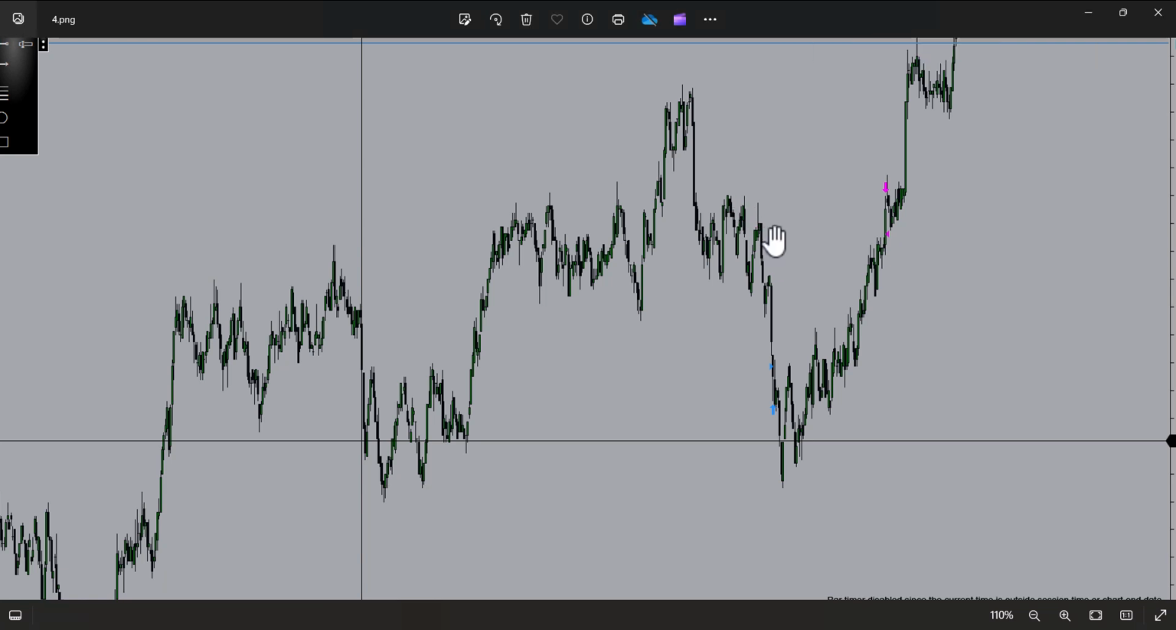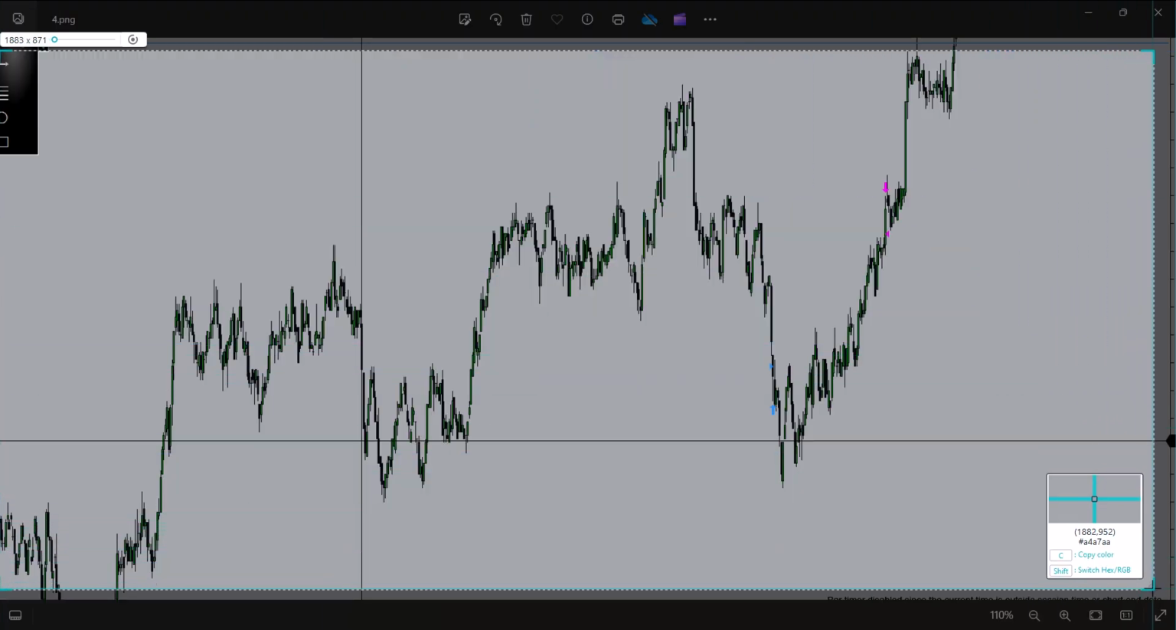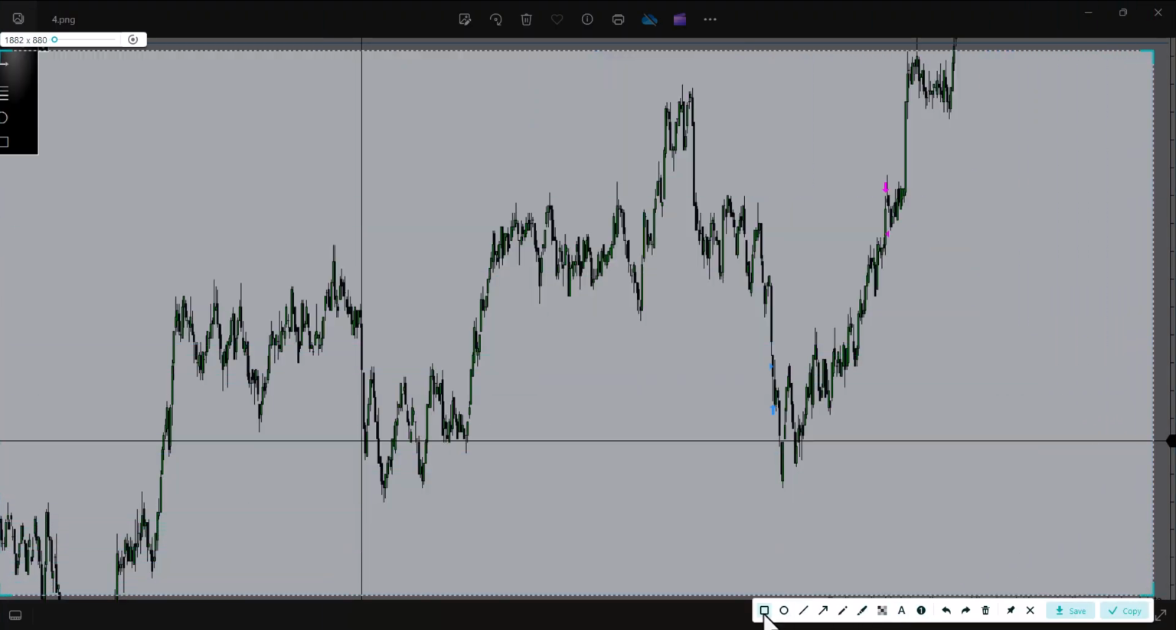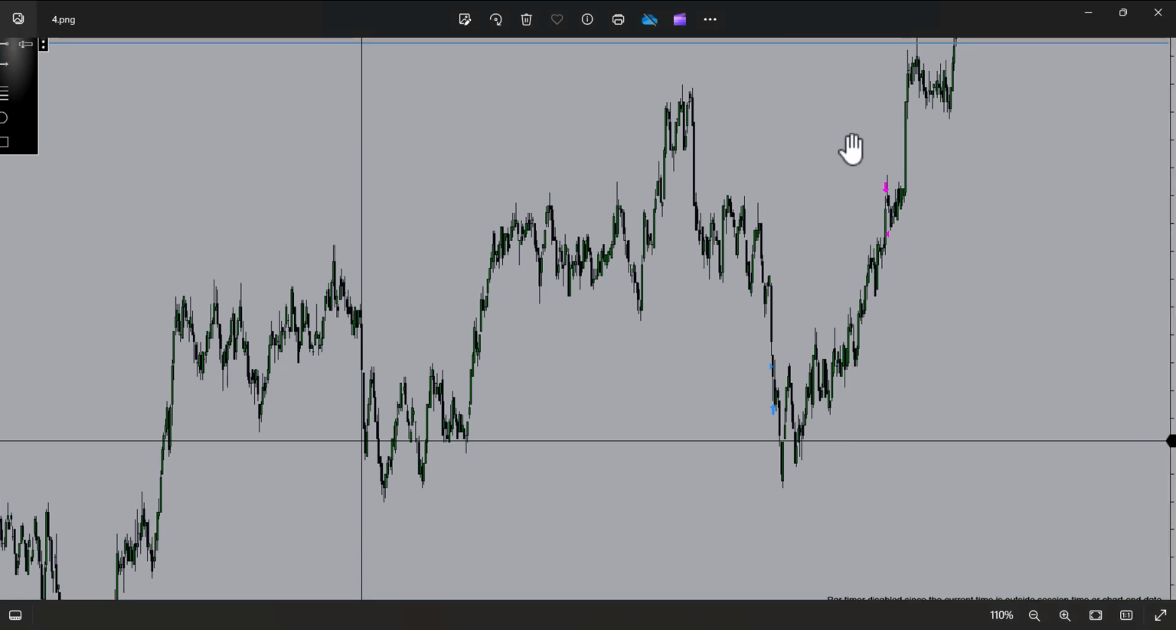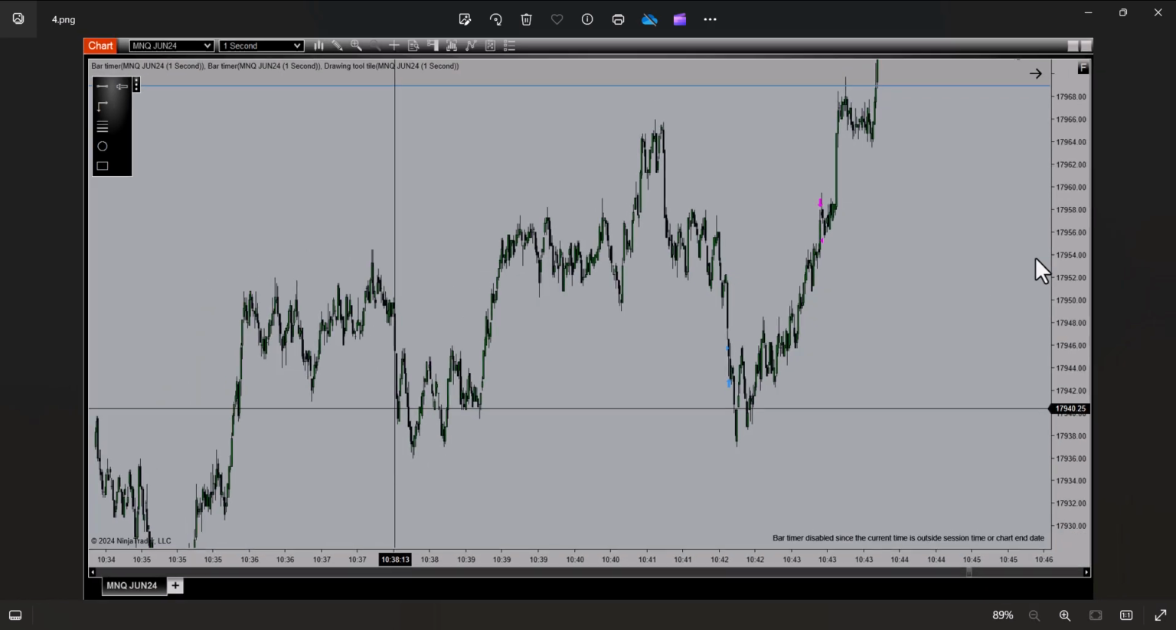And for the ICT traders, as you can see, this would look to you like a clear accumulation, the power of three, right? And then manipulation to the downside, and finally distribution to the upside. So it is the same. Let's go to another trade.